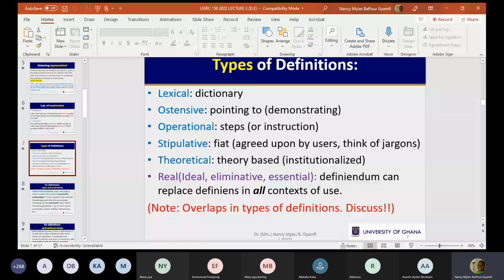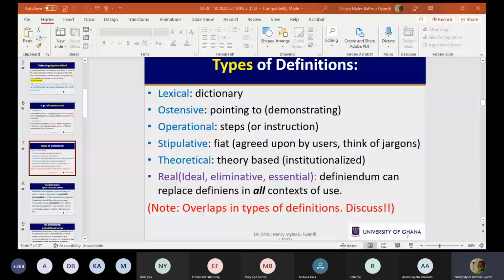Stipulative, operational, theoretical, ostensive, lexical are all types of definition, ways of what? Giving meaning to an unknown word. But real definitions have a certain specialty with them. What is that? The definition is really doing what a definition should do, really doing it. Then wherever you see its definiendum, the definition must be able to replace it, and vice versa.